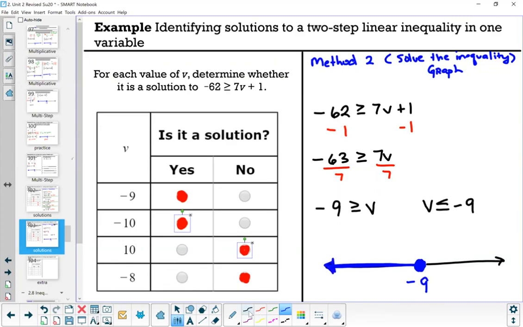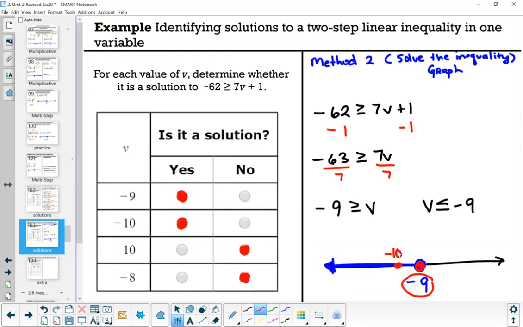Okay, now let's go through our answers again. The first one, negative 9. If negative 9 is a solution, then negative 9 should be on the blue part of the graph, right? Negative 9, here's negative 9, is the endpoint. Okay, negative 10 will be on the blue part of the graph. Negative 10 might be like right here. So it's a solution because it's on the blue part of the graph.